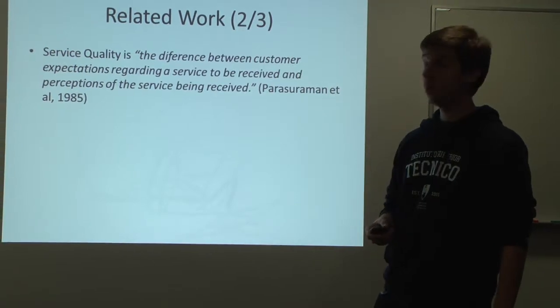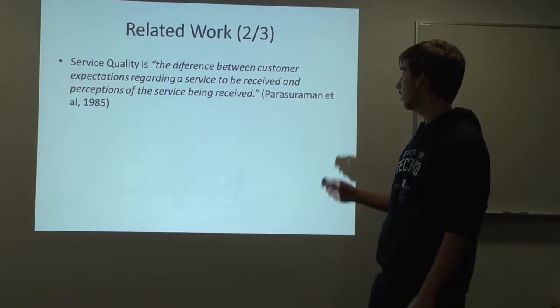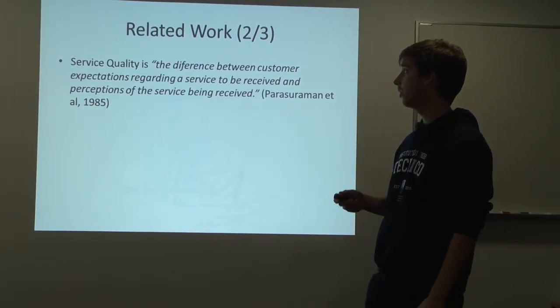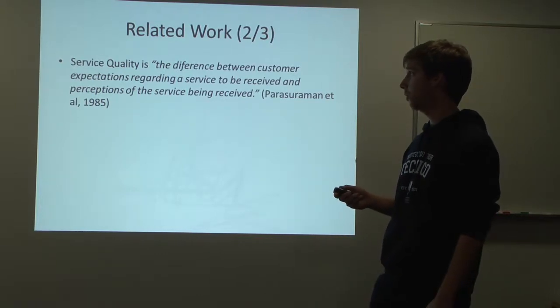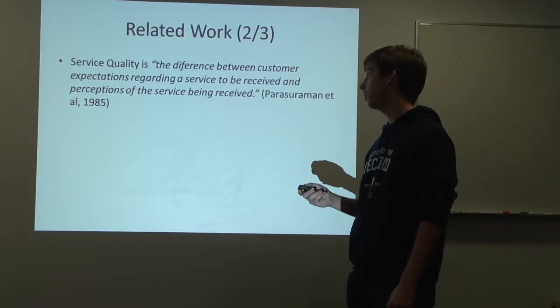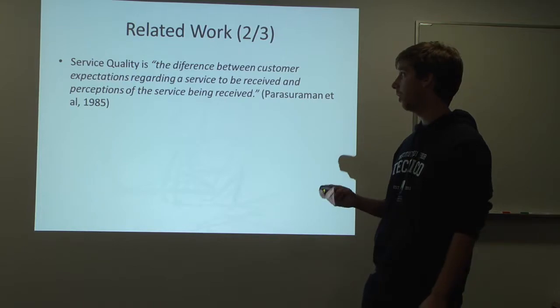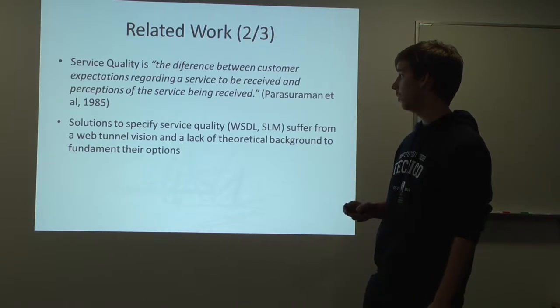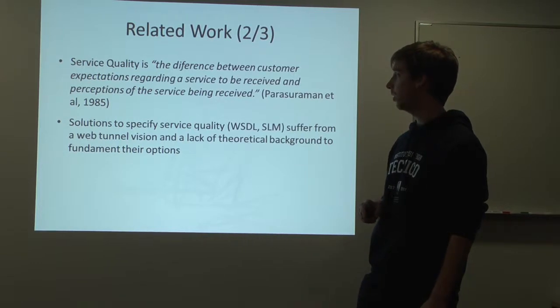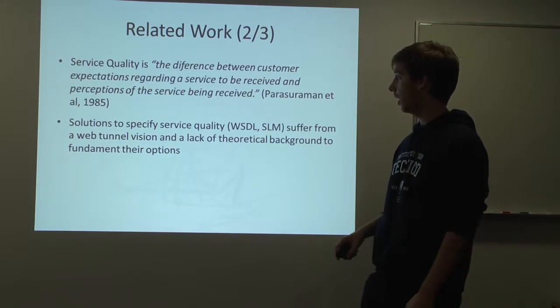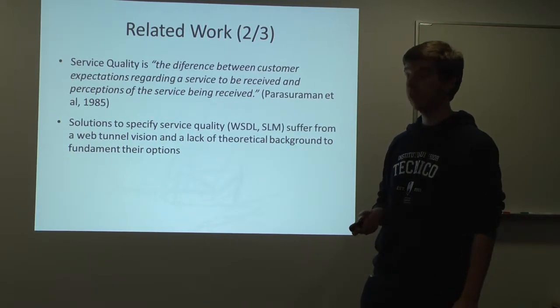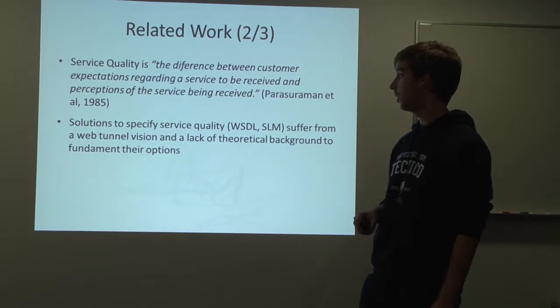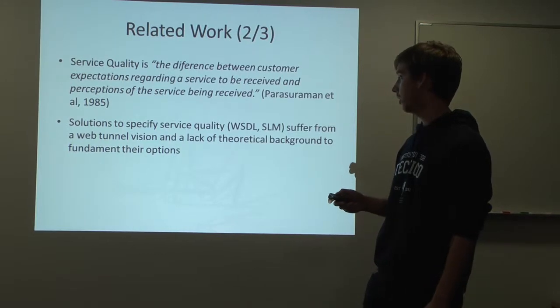We also looked at quality, and we used the Parasuraman definition, that is, quality is the difference between the customer expectation regarding a service to be received and the perceptions of that service. Nowadays, solutions to assess quality, such as WSDL and SLM, suffer from a web tunnel vision and also, as I said before, the lack of a strong theoretical background.